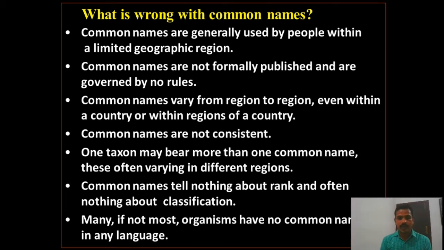The common names vary from region to region. So that is highly variable between regions. Different common names are used in different languages, and in the same language itself many names are used for a single plant, just like papaya. In Malayalam there are many common names, local names used for the plant in different regions and even in the same region, even within a country or within regions of a country. And the common names are not consistent because they are not governed by any rules.